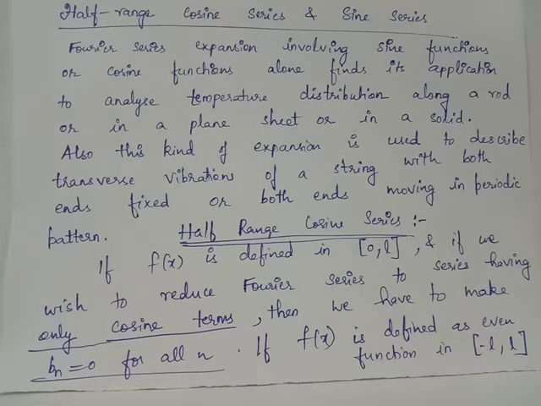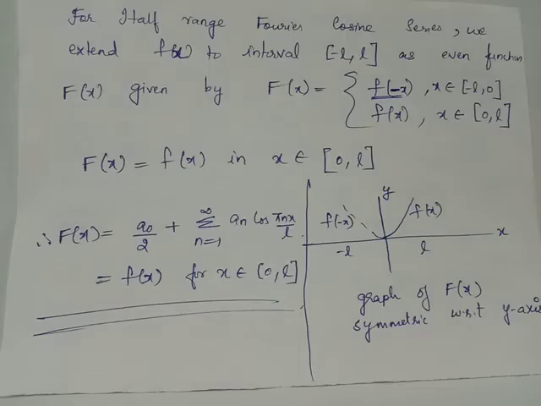For this purpose, we will extend f of x to the interval minus L to L. That is, f of x, which was defined only for the interval 0, L, will be extended to the interval minus L to L such that the new function defined is an even function, or it satisfies the property of even function. When we do this, we have Bn equals 0 for all n. Suppose capital F of x is the new function which is obtained by extending small f of x to the interval minus L to L.